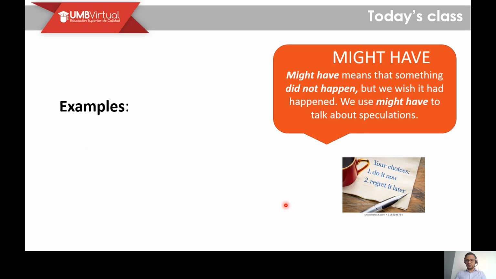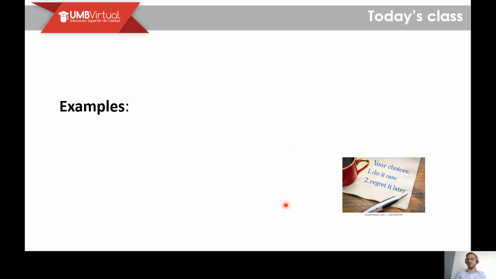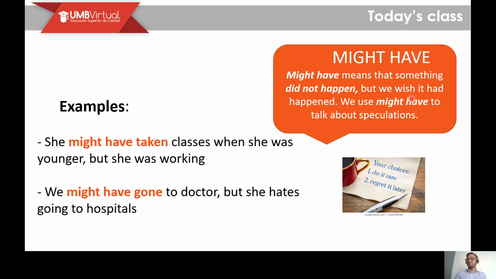The main difference in here is that with should have, we talk about past mistakes or regrets. And in here, we talk about some speculations, something that might happen in the past, but of course it didn't happen, but it could be a possibility there.